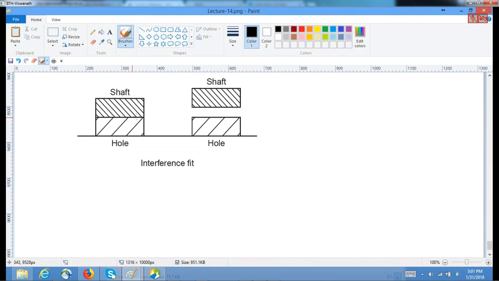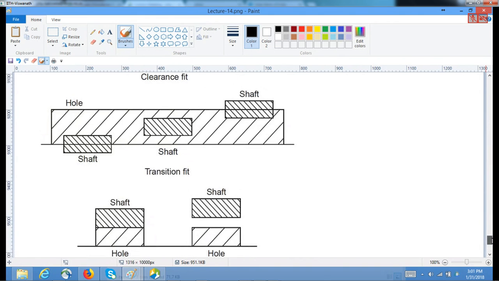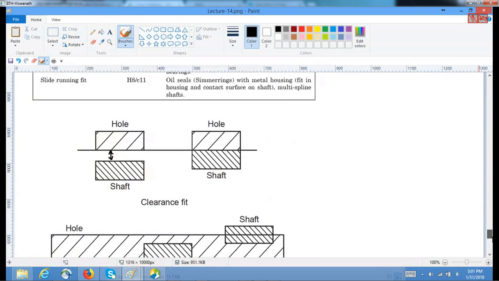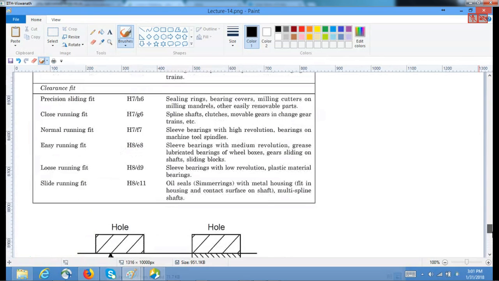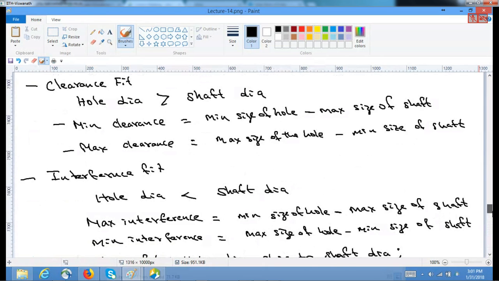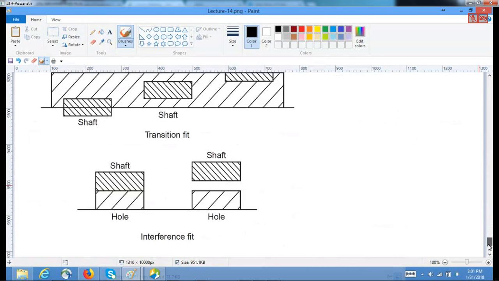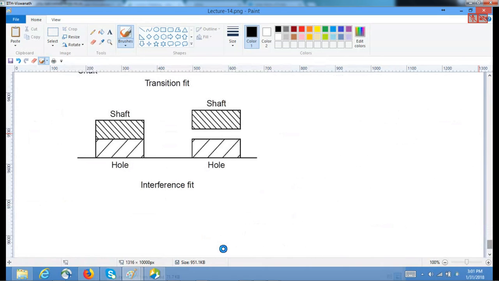This is the interference fit, whereas the transition fit can vary depending upon the actual position of the hole and the shaft, which can change from one place to another depending upon the actual tolerances involved. So that completes today's topic on tolerances and clearances. If you have any questions, please let me know.